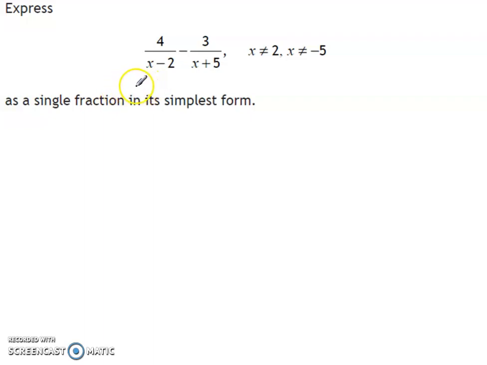Another one is you've got something like this where you have to express it as a single fraction in its simplest form. Now, these ones will tend to have the add or subtract operation in the middle rather than multiply or divide. If it's multiply or divide, it will probably be part of an equation question. However, this one wants a fraction in its simplest form, so we have to combine them.